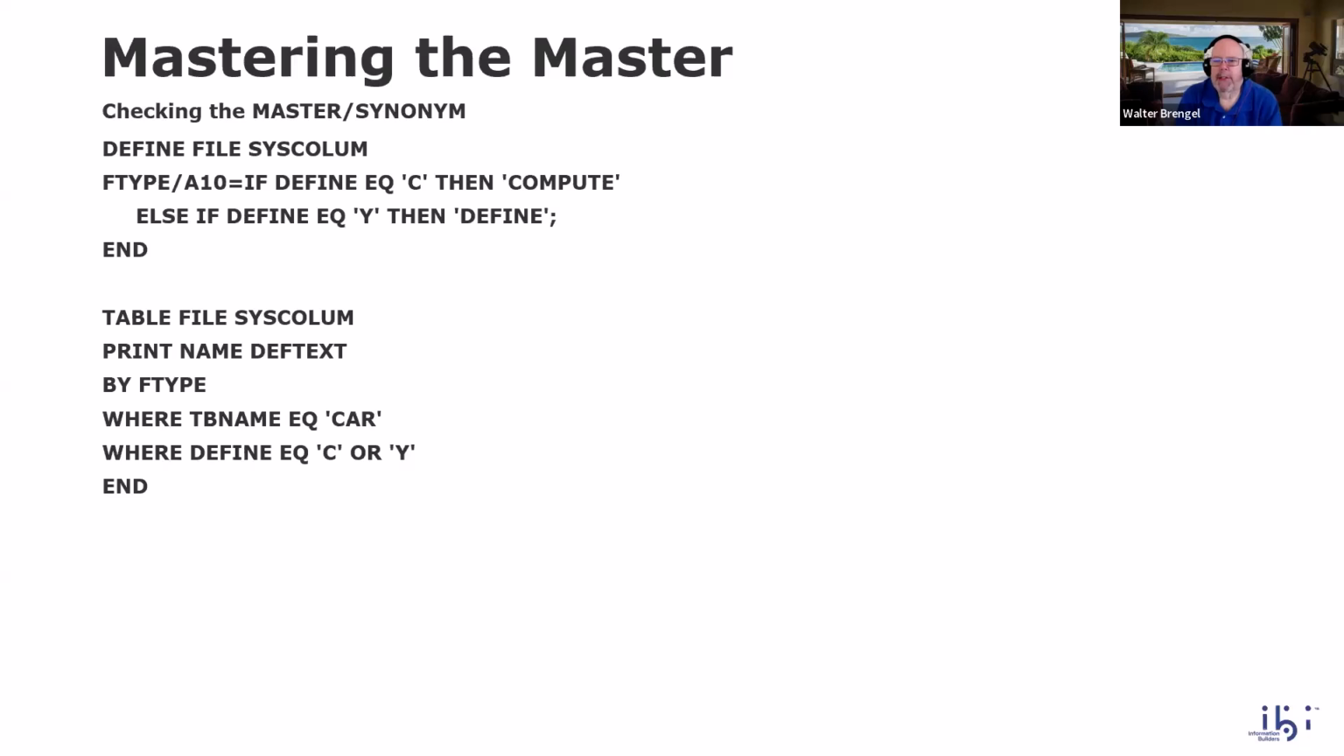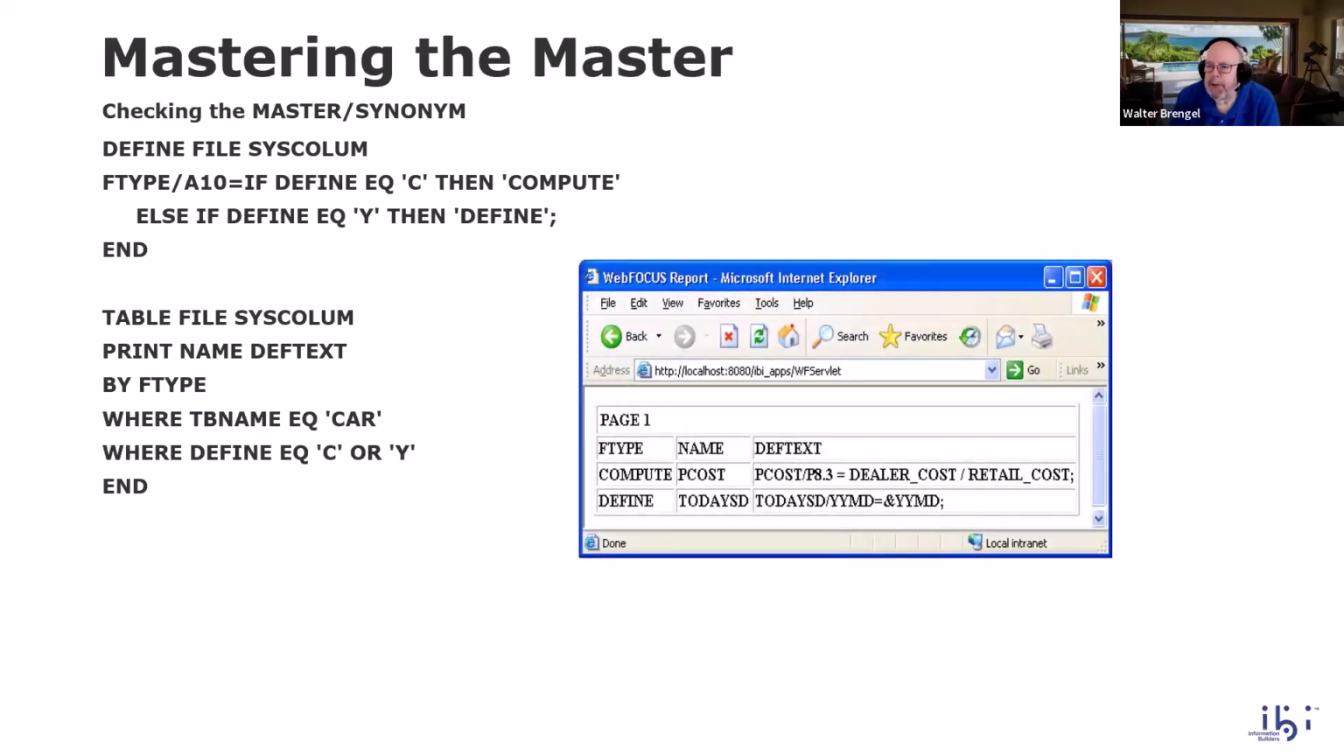All right, so checking the master, we can do a define file syscolumn. We can create an F type of an A10, and we're determining if the defined field in syscolumn is equal to a C, it identifies this entry as a compute definition. Else, if the define is a Y, then it's a define. So now I'm going to do table file syscolumn, print name def text, which is a field in the syscolumn master. And then it's going to be by F type, where TB name equals car, where define equals C or Y.